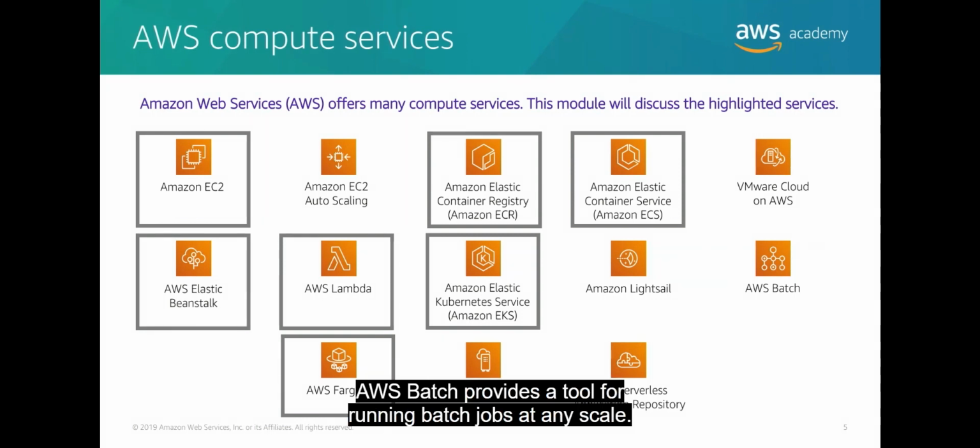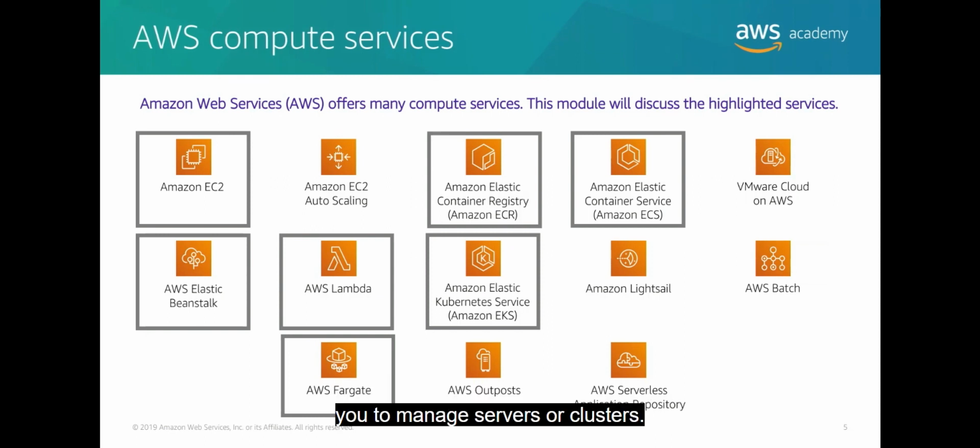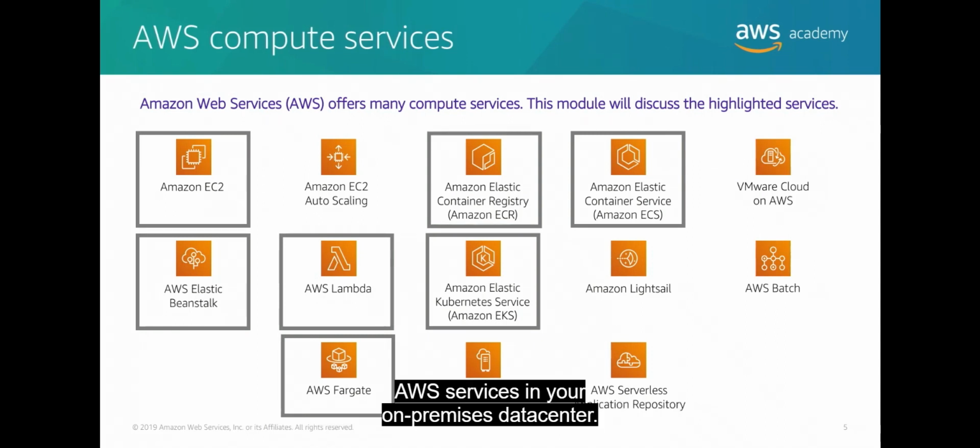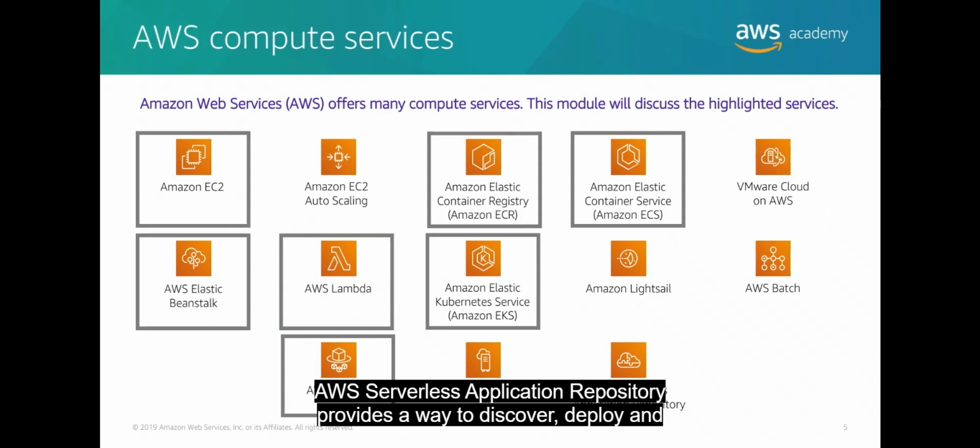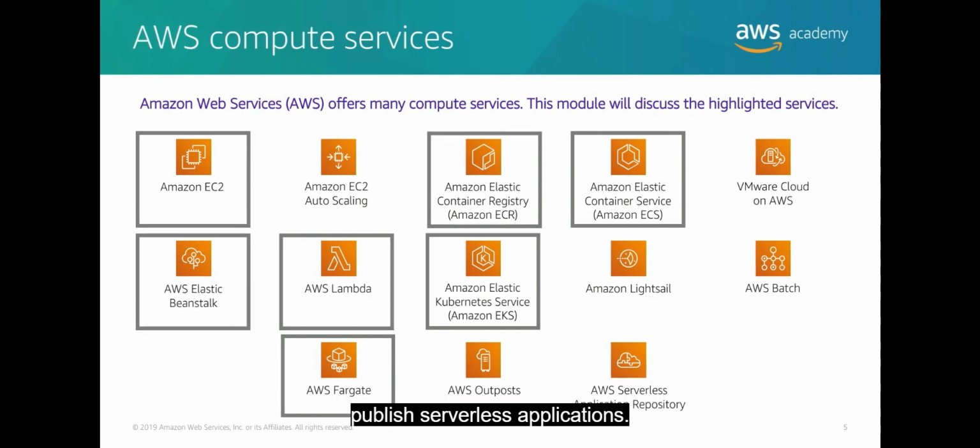AWS Batch provides a tool for running batch jobs at any scale. AWS Fargate provides a way to run containers that reduce the need for you to manage servers or clusters. AWS Outposts provides a way to run select AWS services in your on-premises data center. AWS Serverless Application Repository provides a way to discover, deploy, and publish serverless applications.